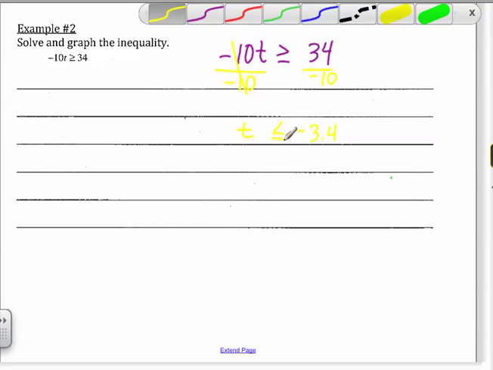Excellent. Now, I need to graph this thing. So I'm going to draw my line. Right? Put a little dash there in the center. I'm going to put one on either side because I like to know that. What number needs to go in the center, Simon? Okay, I'll put negative 3.4.